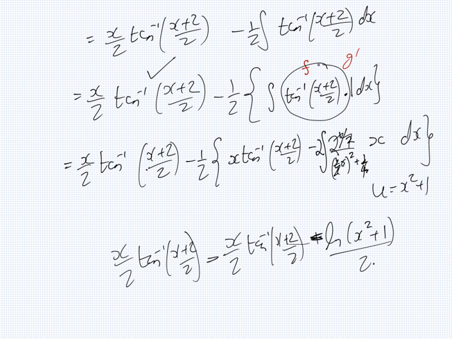Is that what I have? No, I didn't differentiate this correctly, so I just made a little bit of a mistake here. Derivative of that, and then the x on the top. Log x squared plus 4x plus 8. Yeah, so I just made a mistake in this one here.